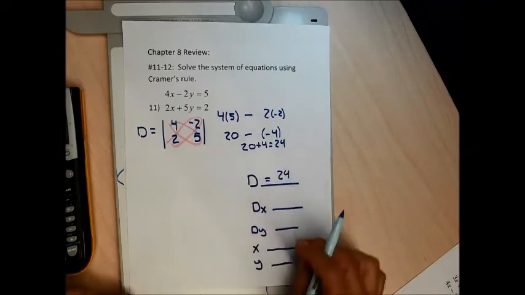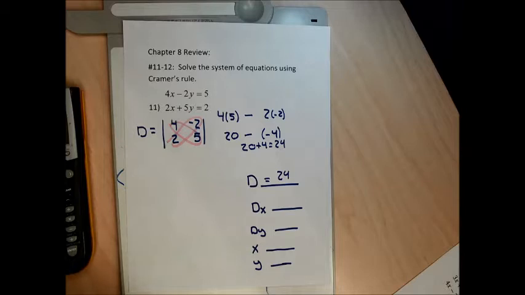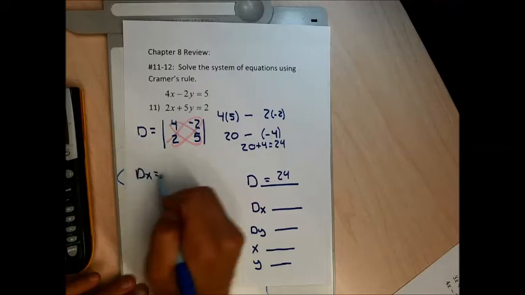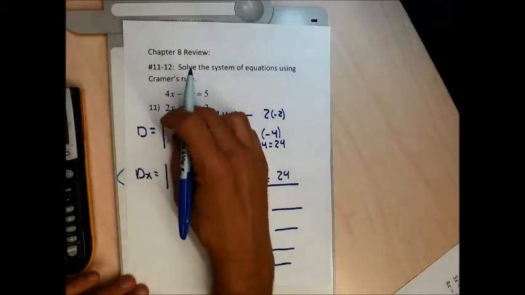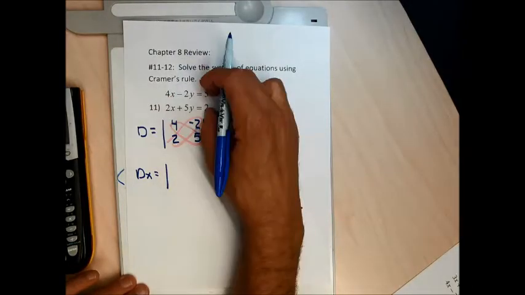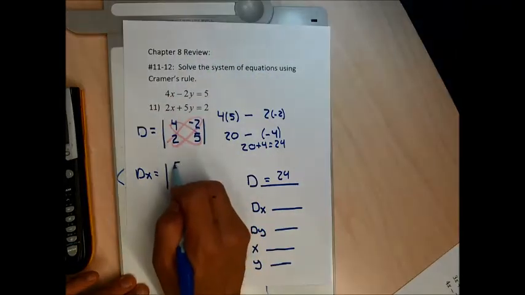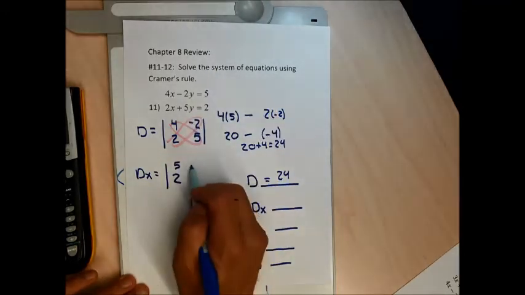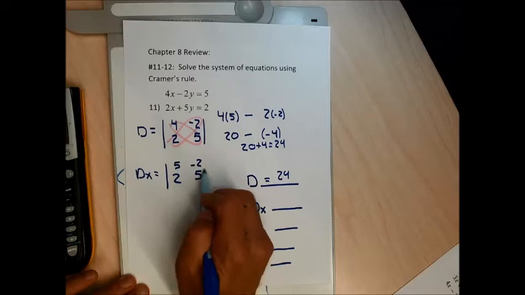On the test, if you get the right answer, but don't show me what D sub x and D sub y is, you're going to lose monster points. D sub x is what we get by taking the D matrix and we change the x column to the numbers in the equal sign. So that 4, 2 I'm going to change to 5, 2. And I'm going to leave the negative 2, 5.